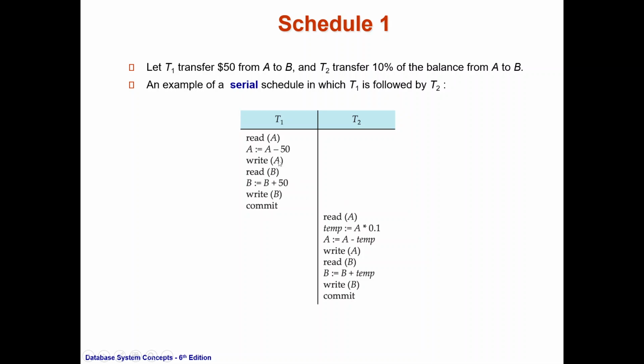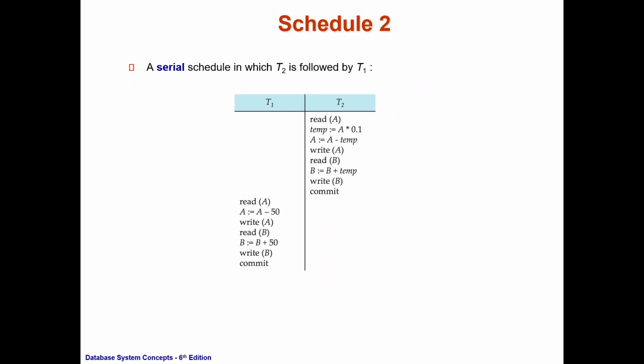Then same thing, read A here, it will be 950, and temp, because of whatever in-between data operations that we store in the temporary file temp. So temp is equal to A into 10 percentage. Then A is equal to A minus temp, write A, and read B, B is equal to B plus temp, write B and commit. It's clear. So this is called the schedule, in the order of writing.